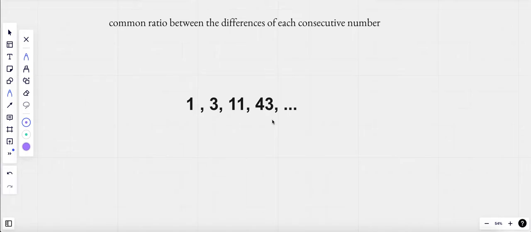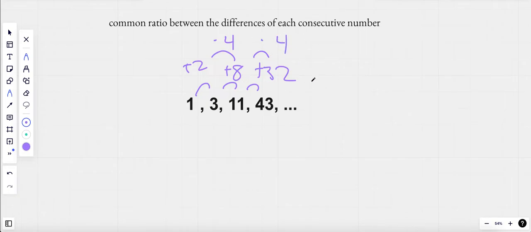I'm going to show how I found the general formula for the sequences which have a common ratio between the differences of each consecutive number. Now I know that sounds like a lot, but let's take a look at this sequence to begin with. Now if we take the differences between each term, you can see that each of these have a common ratio of 4.